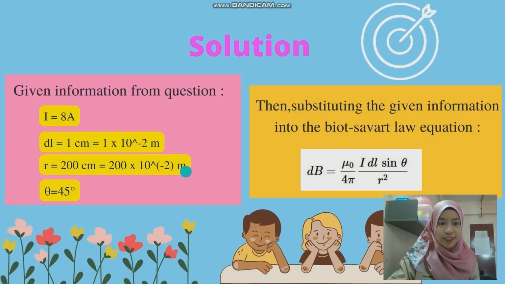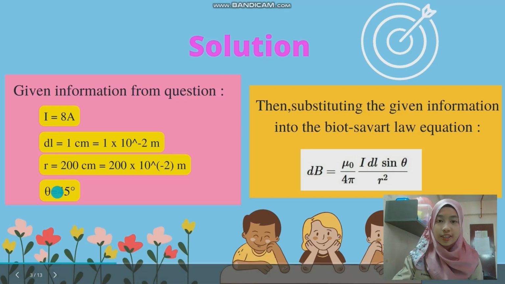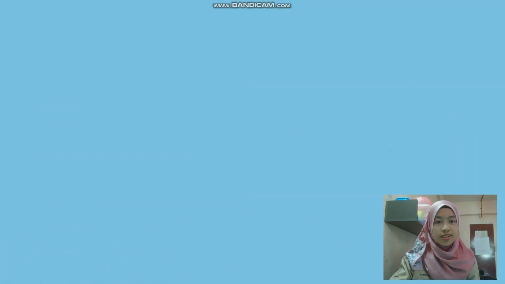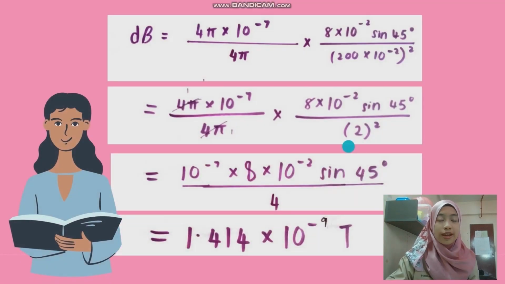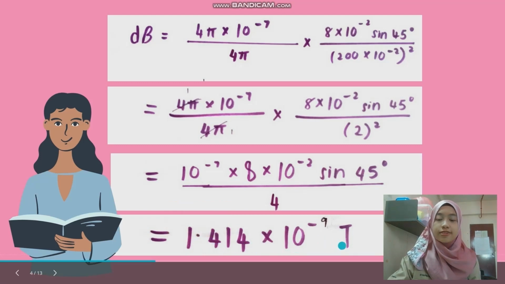So here is the solution. Firstly, we need to extract the information from the question, which is the values of I, dL, r, and also theta. After that, we substitute all the given information into the Biot-Savart's law equation, which is here. After substituting all the values and solving it, we obtain 1.414 times 10 to the power of negative 9 Tesla as the magnetic field of the wire.